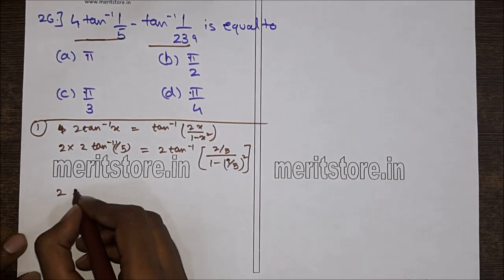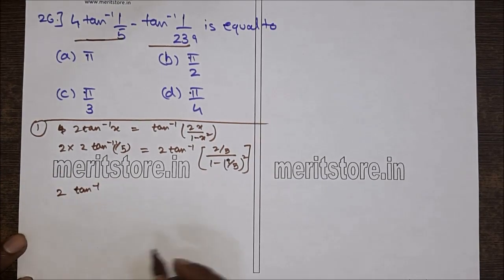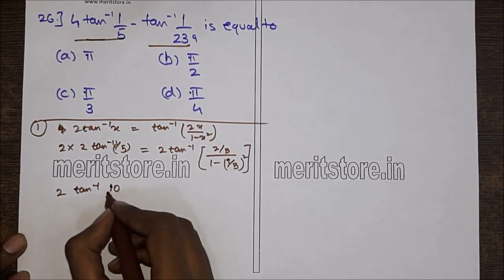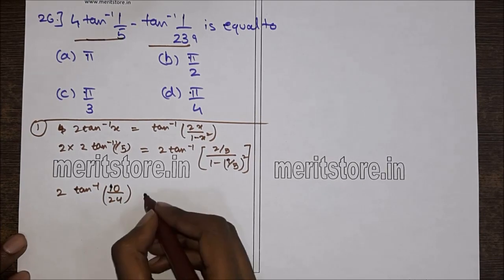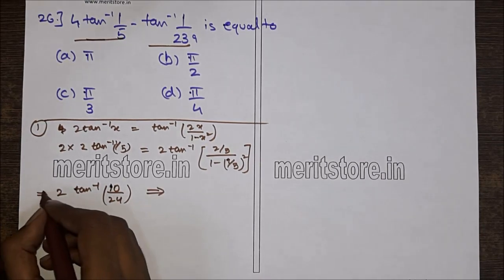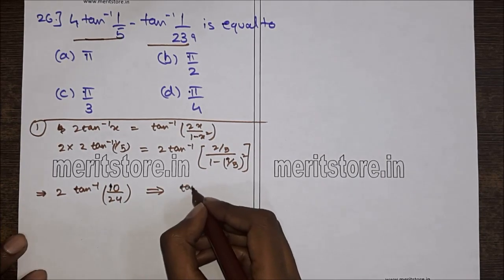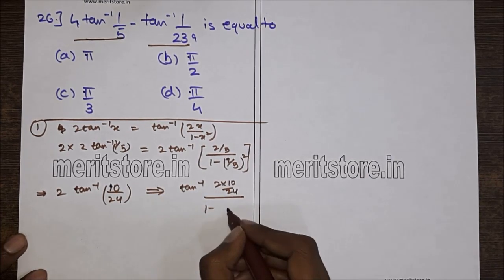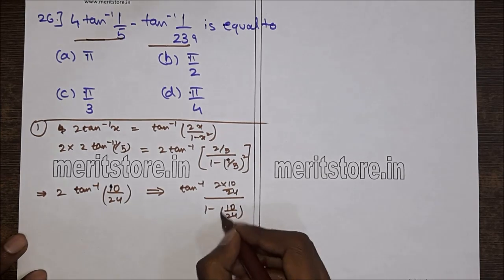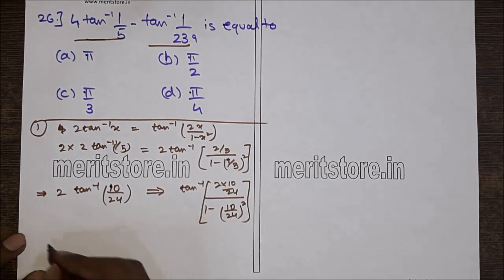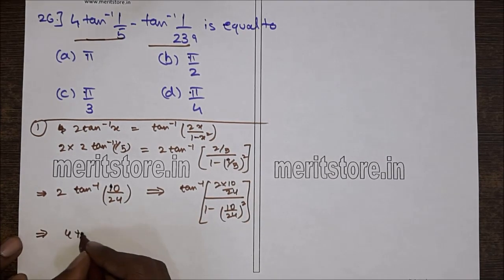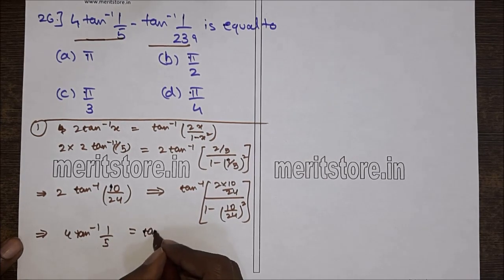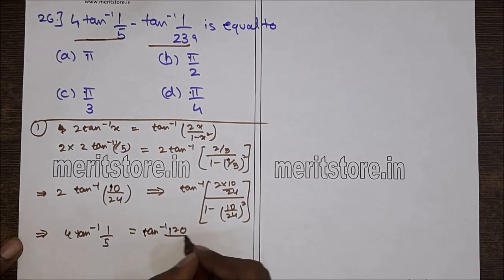So 2 tan inverse of 10 by 24. Again applying the formula, we get tan inverse of 2 into 10 by 24 upon 1 minus 10 by 24 the whole square. We get 4 tan inverse of 1 by 5 is equal to tan inverse of 120 by 119.